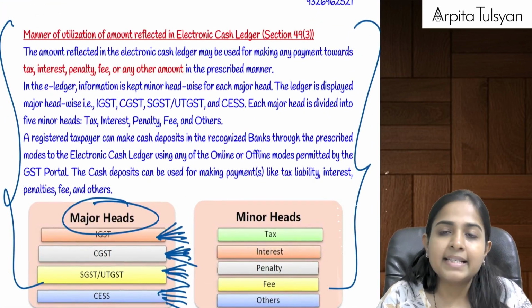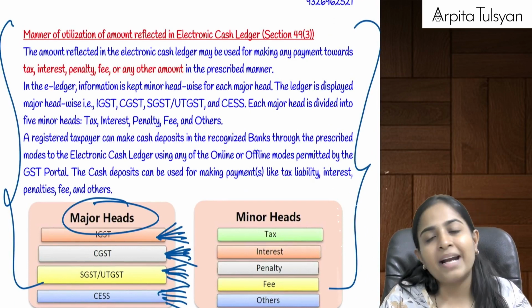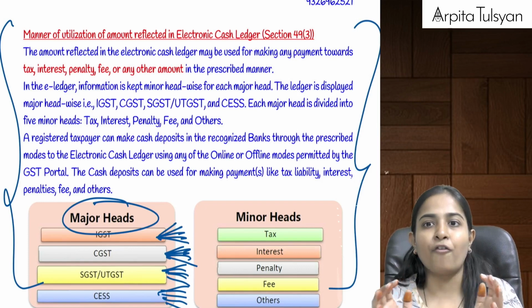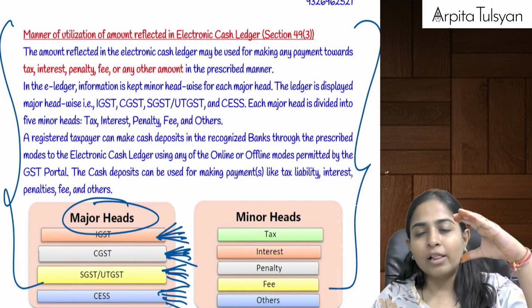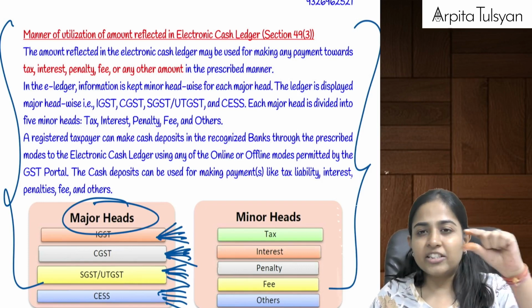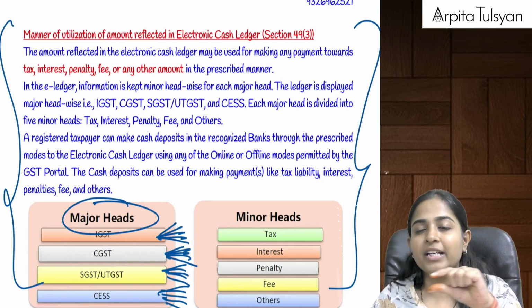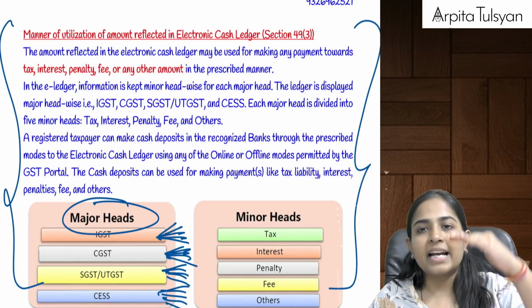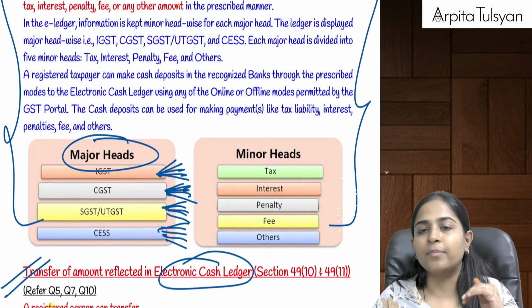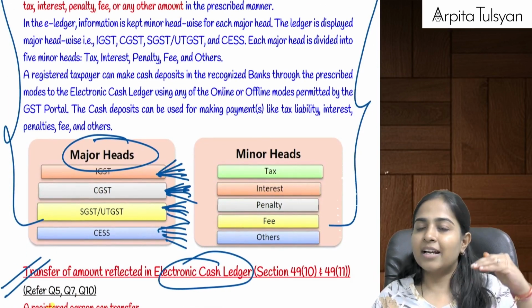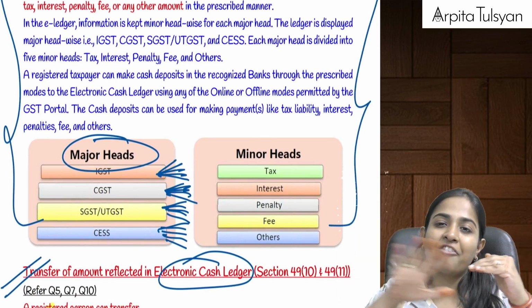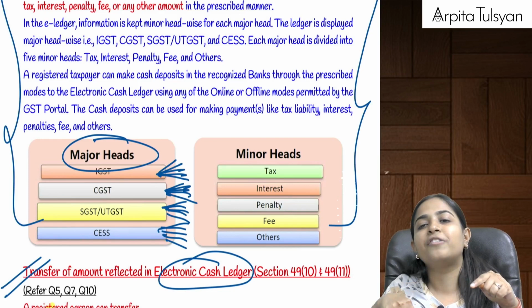Okay, now in this electronic cash ledger, in what format will this be maintained? This will be maintained in a particular format, that is, first of all the major heads will be written. CGST, SGST, UTGST, IGST, and cess, compensation cess. These are the major heads. As you can see here from the board, these are the major heads under which you can do the payment. Within these major heads, you are going to have 5 minor heads in each of the major heads.